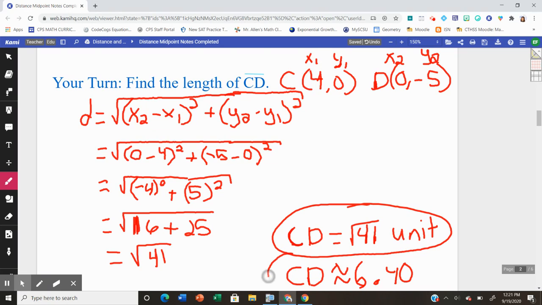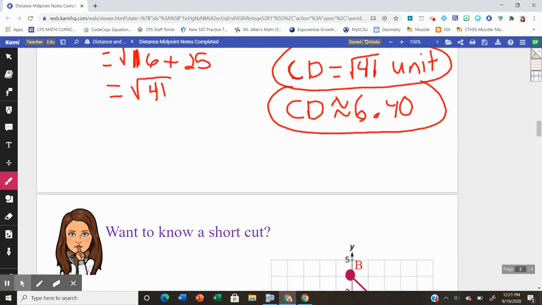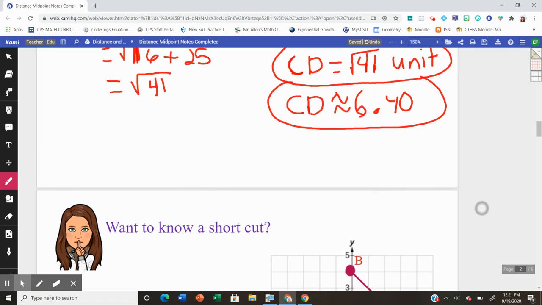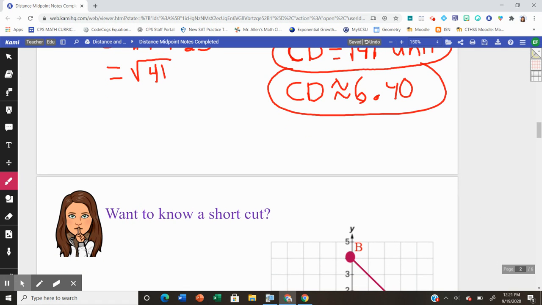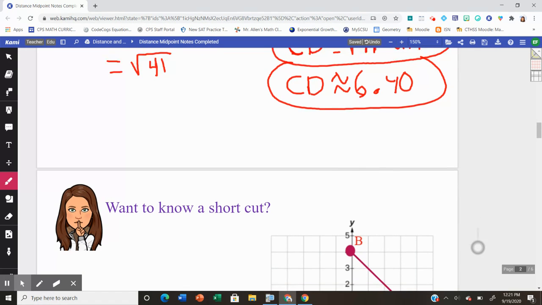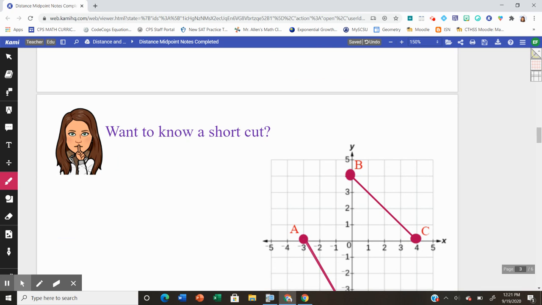All right, so again, I'd prefer the precise answer, leave it as a radical, plus it's less work, right? Why are we going to go make stuff harder? But all right, so that was fun and it wasn't too bad, but do you want to know a shortcut? Back in middle school, you guys already learned the distance formula and you didn't even know it because you called it by a different name.